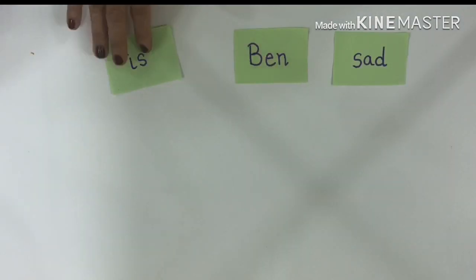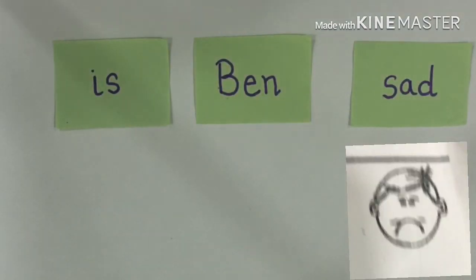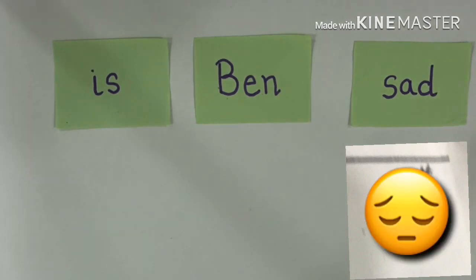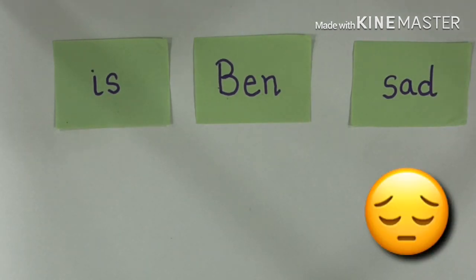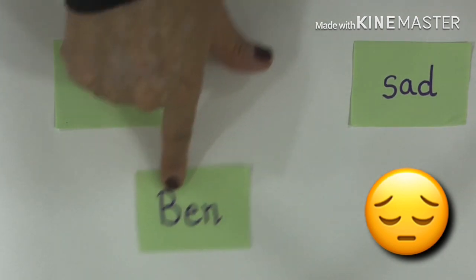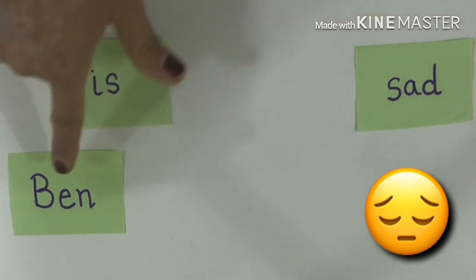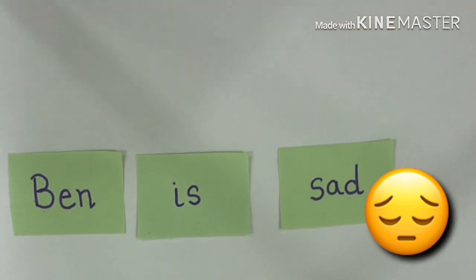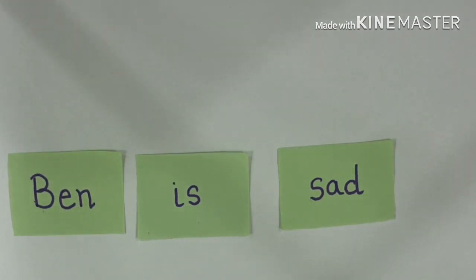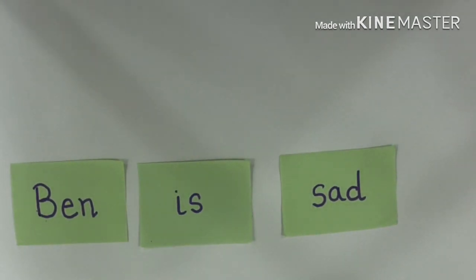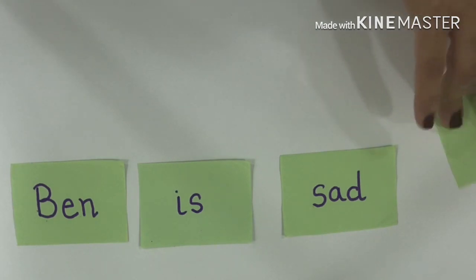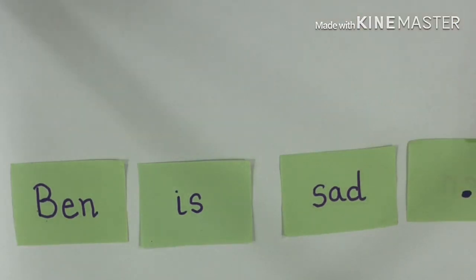Let's look at another example. Let's read it out. Is, Ben, sad. The first capital letter is Ben. Yes. So that will be the start of the sentence. Now what do we say? Sad. Who? Ben. So Ben is sad. And don't forget the full stop, please. So the sentence, to complete it, says Ben is sad. And here comes the full stop.